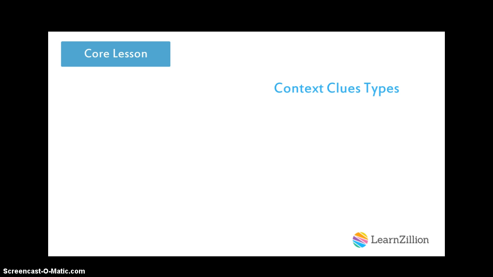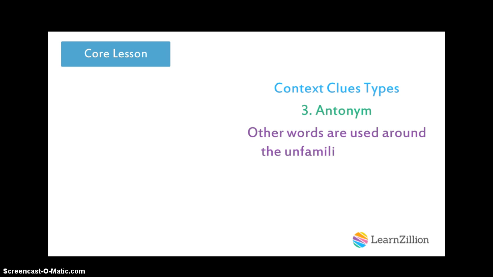Context clue type number 3. Antonyms. You should be writing this in your notes. Other words are used around the unfamiliar word with a different meaning. Generally, they're going to compare or contrast. And I'm going to give you a few seconds to write this in your notes.